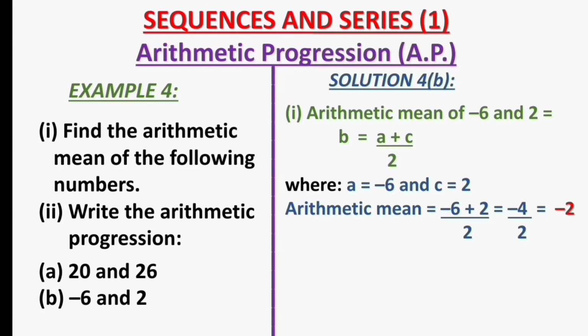In example 4b, the first number a is minus 6 and the third number c is 2. The formula for arithmetic mean is b is equal to (a plus c) divided by 2. Hence, the arithmetic mean b is equal to (minus 6 plus 2) divided by 2. That will give us minus 4 divided by 2. The arithmetic mean in Roman figure 1 is minus 2. I hope you got that right.